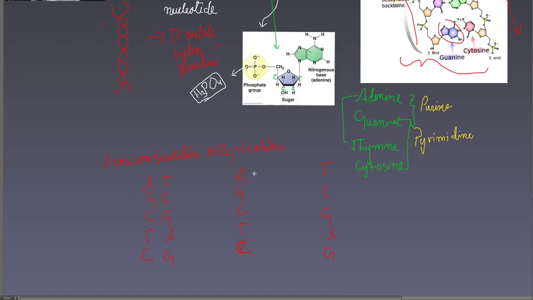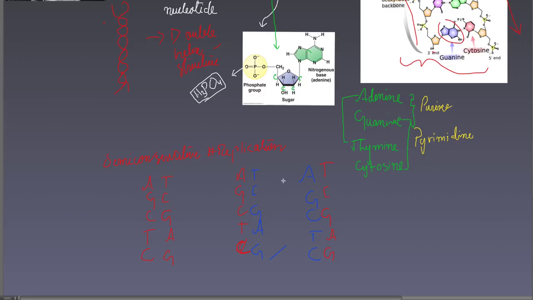So the T comes and is attached with A, the G is attached with C, cytosine is attached with guanine, thymine is attached with adenine, and C is attached with G. And in this strand, adenine comes attaching itself with thymine, guanine attaches itself with cytosine, cytosine attaches itself with guanine, thymine attaches itself with adenine, and the last one, cytosine, attaches itself with guanine. So semi-conservative means that half of the original strand of the DNA remains the same, it is conserved, and the new strand comes and joins it. In this way, the DNA makes an exact copy of itself.